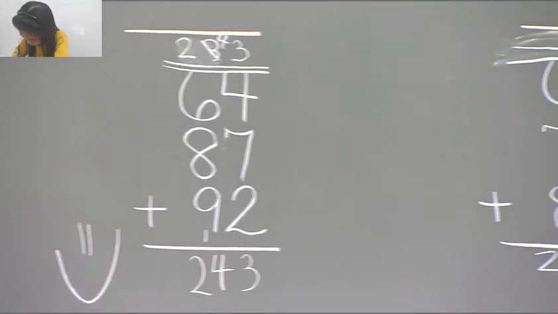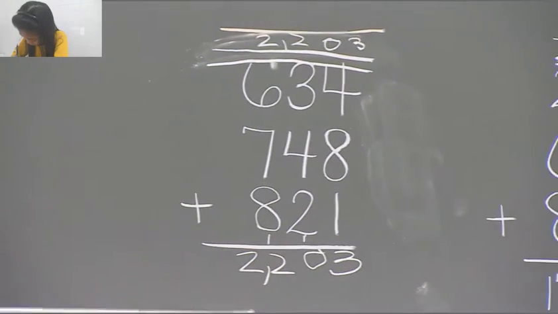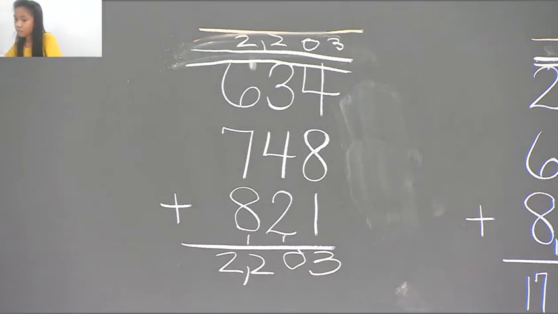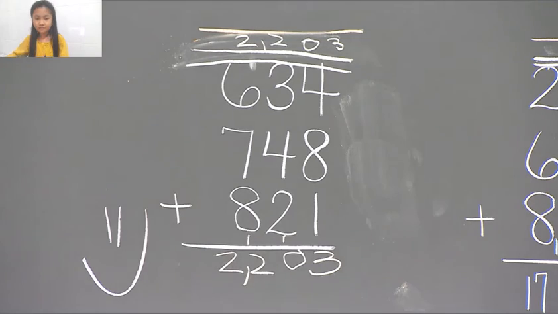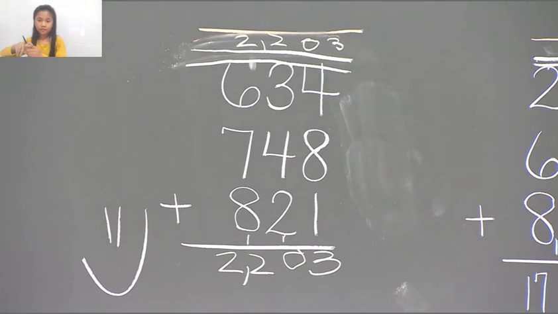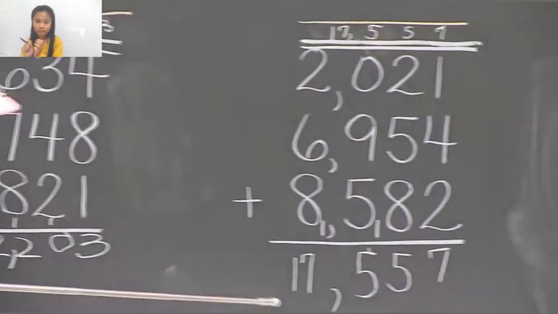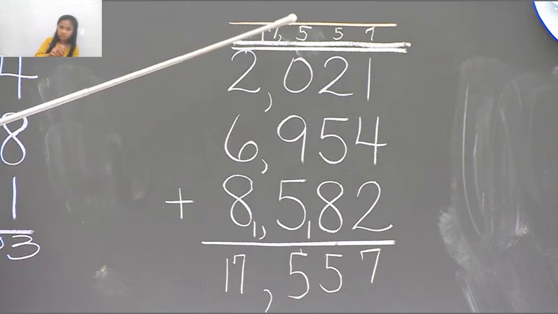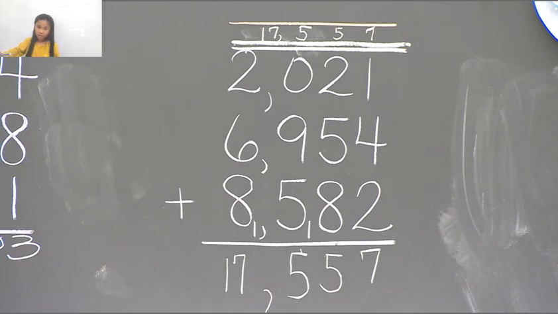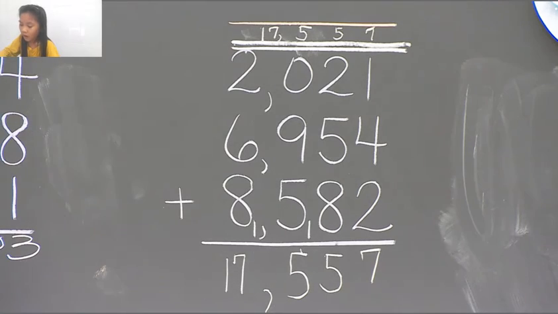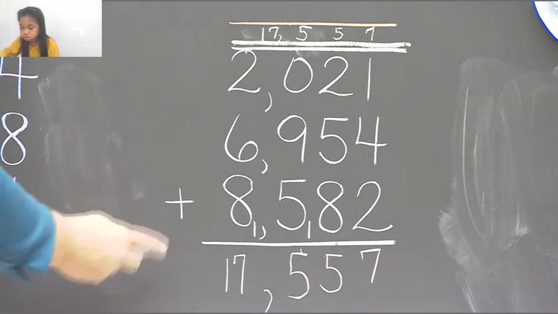Let's take a look at letter C. Here, the answer at the bottom, 2,203, and at the top, 2,203, it matches. Both are correct. When you were carrying, you put your numbers here. When you were adding back up, excellent job. For letter D, at the bottom, we have 17,557. At the top, 17,557. Excellent job. Way to erase when you added back up and carried down here at the bottom. Good thinking through that work accurately.